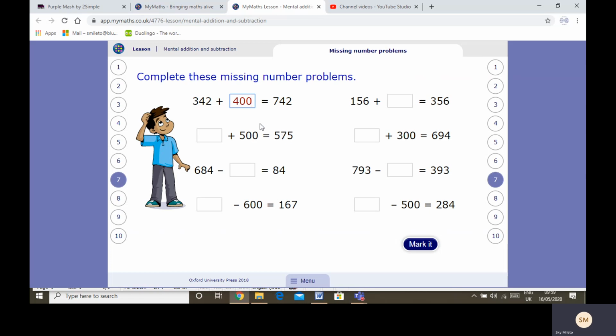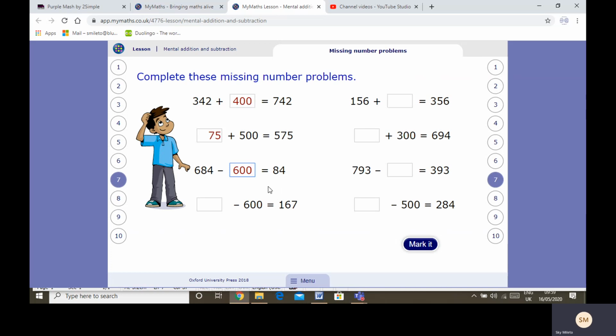I'm going to do the inverse, take away 500. Now 575, but we took away the 500, we wouldn't have any hundreds left, so we'd only have 75. 684, take away something, equals 84. Now I know that this has 600s, this one doesn't have any hundreds, so I know that they must have taken off 600. Something take away 600 equals 167.